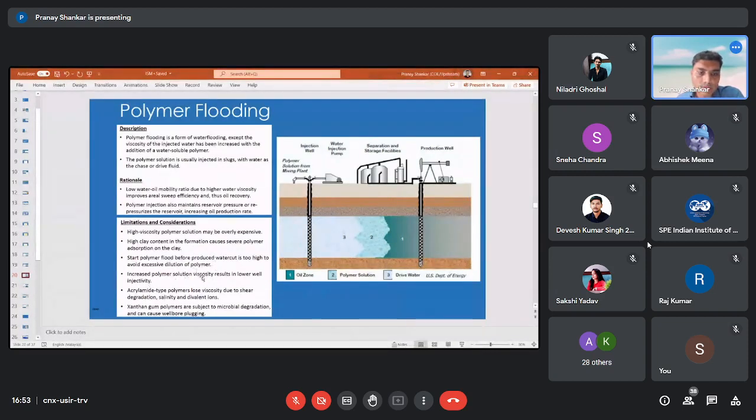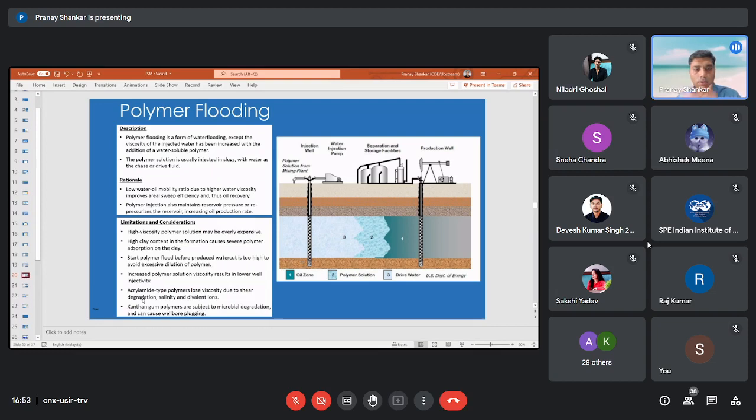Increased polymer solution viscosity results in lower well injectivity, because they are heavy and viscous solutions. Obviously, when you try to inject through the well, injectivity is reduced. These are some of the challenges we face in the industry. But again, you do lots of well stimulation to improve the injectivity.